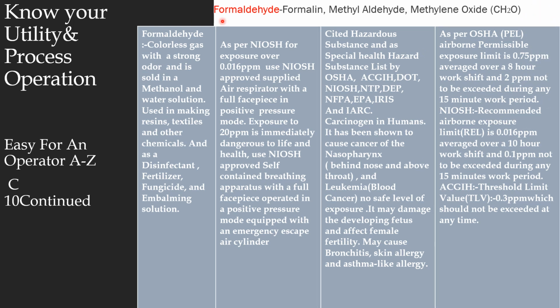Now, in this slide, we'll see another important carcinogen chemical. It is formaldehyde, also known as formalin, methylaldehyde, or methylene oxide. The chemical formula is CH2O. Formaldehyde is a colorless gas with a strong odor and is sold in a methanol and water solution. It is normally used in making resin, textiles, and in other chemical industries. It is also used as a disinfectant, fertilizer, fungicide, and embalming solution.